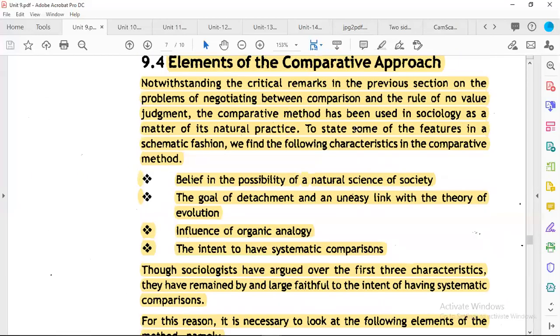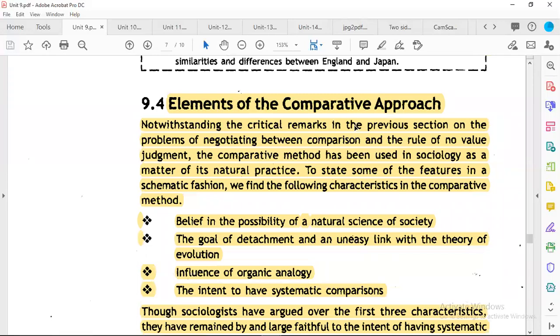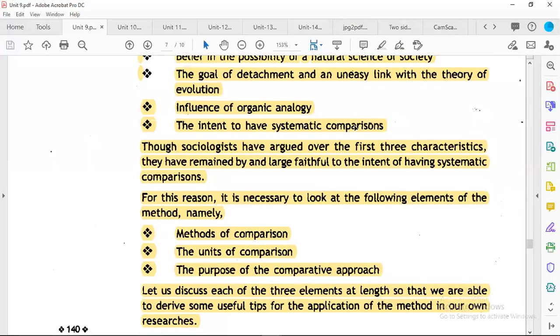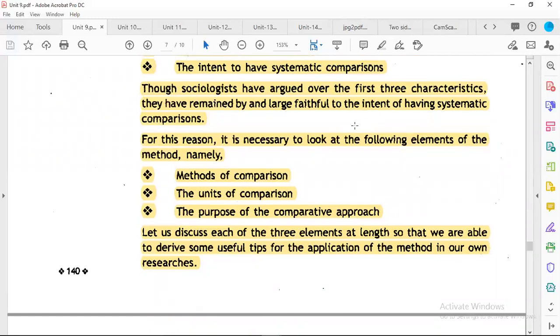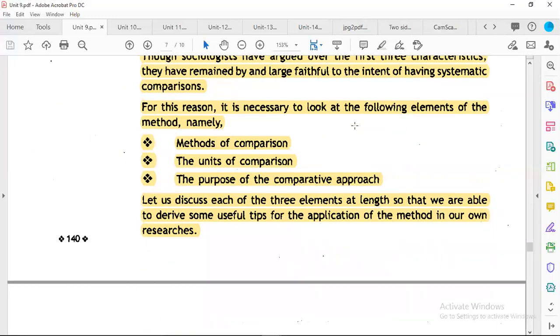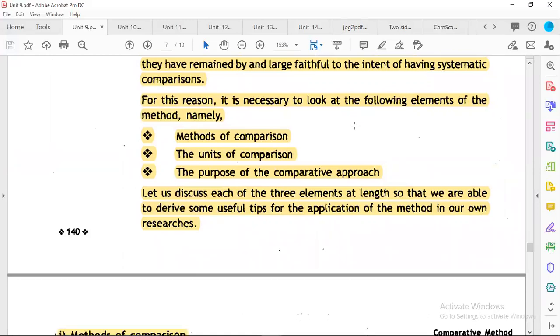Before starting the elements of the comparative method approach, I already told that those are the elements, or the process, through which we can make the comparative method more systematic. So now we will read and understand what are those elements which make a comparative method more systematic for a specific society. The first is methods of comparison.